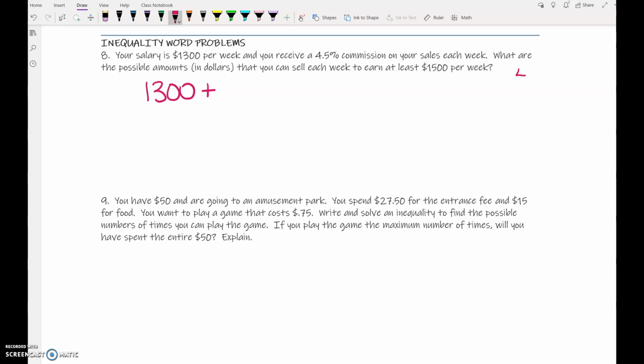If you take 4.5% divided by 100, that changes it into a decimal. It's 0.045. You have to take that percentage times the dollar amount that you sell. So if you sell $100 worth of product, you would get $4.50 added to your salary. Leave a space. You want to earn at least $1,500.